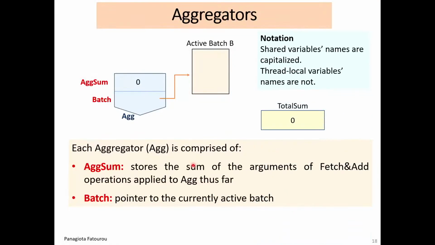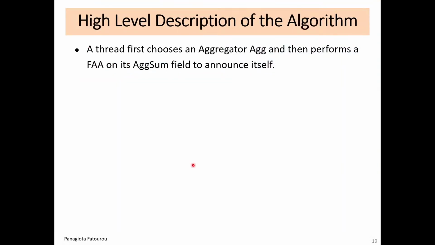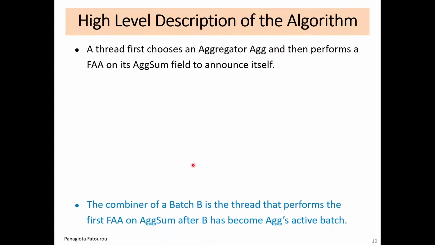And again, notation: the shared variable names are capitalized, whereas the thread-local variable names are not. Just keep this in mind. It might help you follow. So here is a high-level description of the algorithm. A thread first chooses an aggregator ag, and then performs a hardware fetch and add on its agsum field, and this acts as an announcement of the fetch and add to this aggregator.